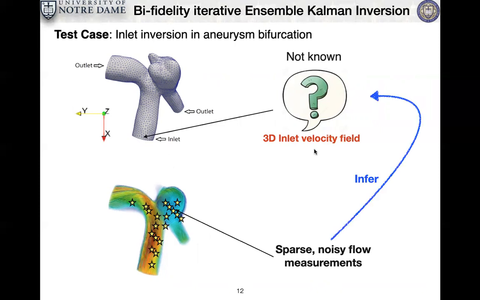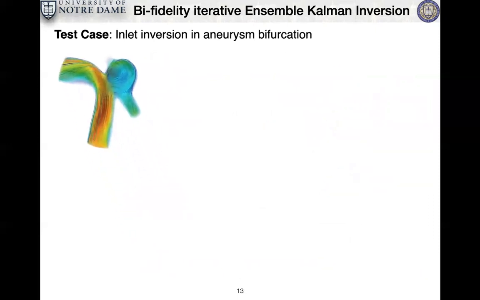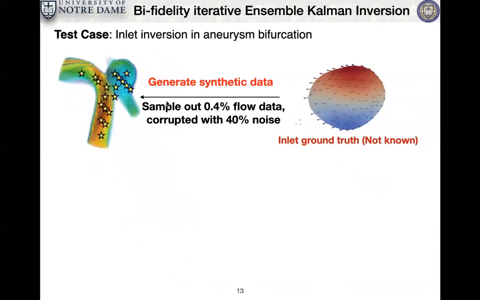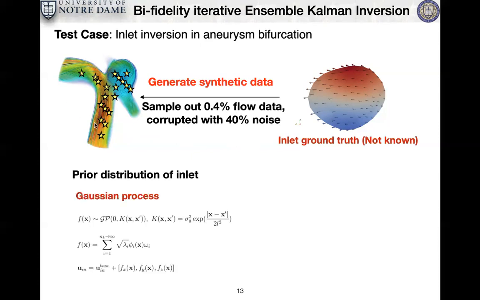In order to do this, we created synthetic measurement data. This synthetic measurement data is sampled from the ground truth, and we corrupt it with some random noise. So this is the information that we already know, and the unknown information is the inlet velocity. We are going to use this model to predict the inlet velocity profile and compare it with the ground truth here.